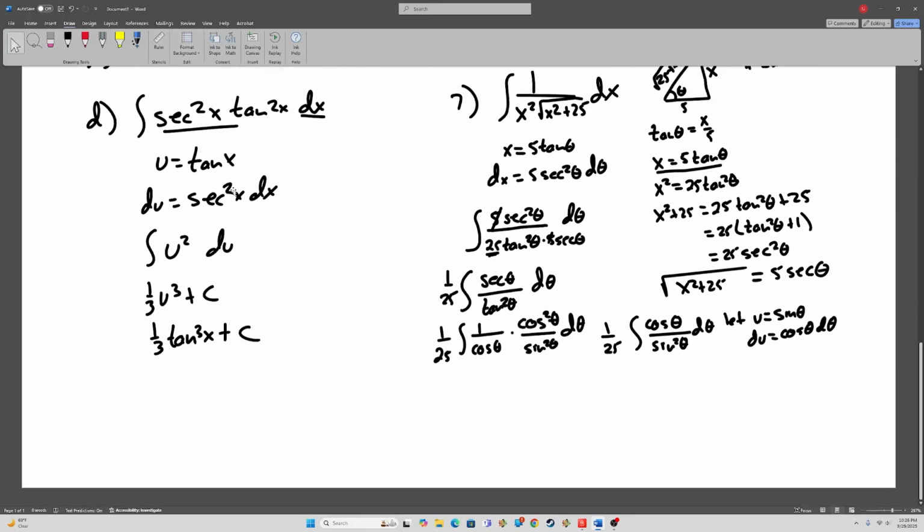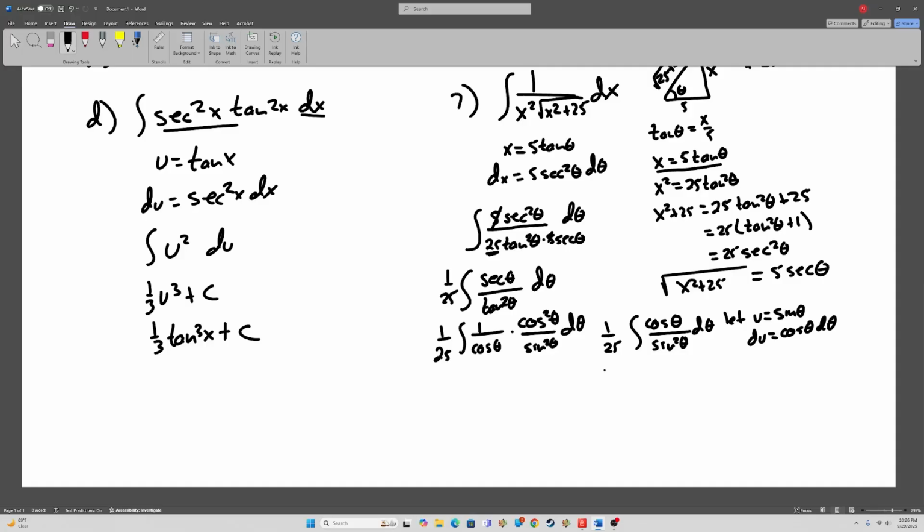Let me get this arrow so I can scroll down a little bit. I'm running out of room here. All right, so now we have 1 over 25 integral of 1 over u squared du. Yeah, that works, because that's the u squared and that's the du. So we have 1/25, and this is u to the -2. If we add 1, that's going to be negative u to the -1. So we have negative 1 over 25u plus c.